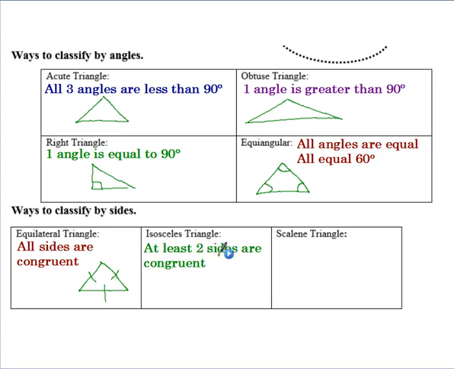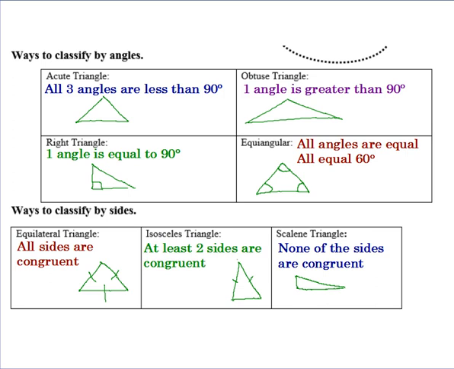An isosceles triangle is when at least two sides are congruent, and so that might look something like this. We can say those are congruent. And then scalene is whenever none of the sides of the triangle are equal, and so we could maybe have something like that. And so those are the different ways we can classify.